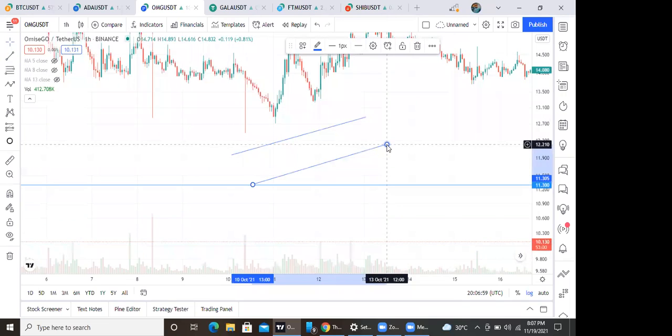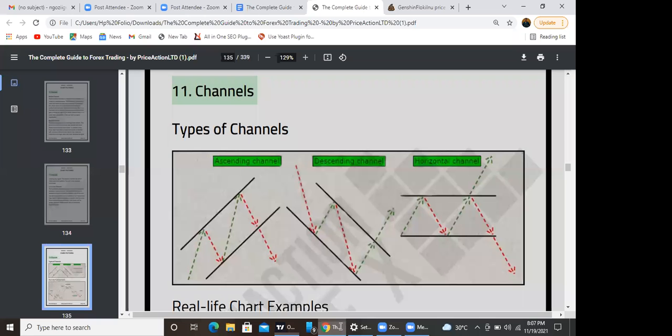So when the price is ranging within this kind of trend line connection, you call it a channel. For example, a bull flag has a channel. A bear flag has a channel, because it ranges between parallel lines. A bull flag ranges within a downward sloping channel, while a bear flag ranges on an upward sloping channel before the breakout occurs. All right. So the types of channel we have are the ascending channel, the descending channel, and the horizontal channel.